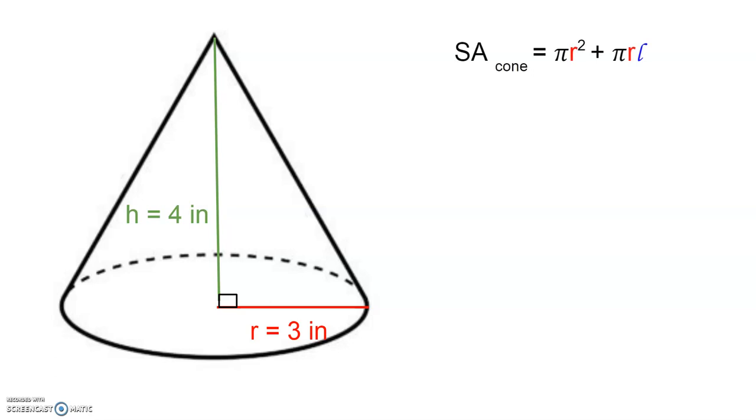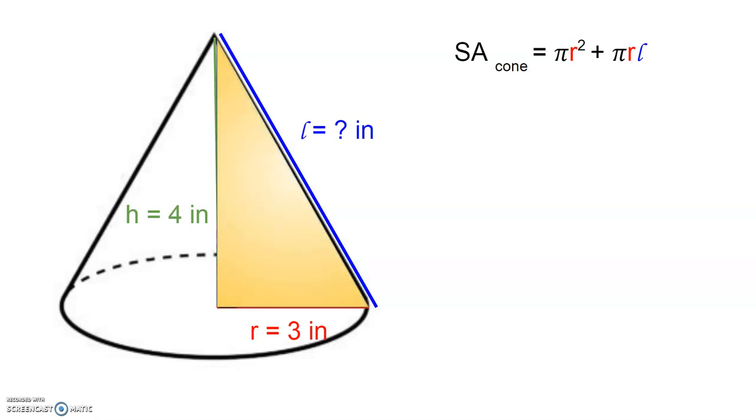Now, because we're talking about the surface area of a cone, it's still going to have the same formula, but we need to have the additional step of solving for the slant height. I need to figure out what L is. Well, if you notice, the slant height, the height, and the radius form a nice right triangle, and it's essentially what we've been doing the whole year, right? If I see a right triangle, I know the Pythagorean theorem is true.